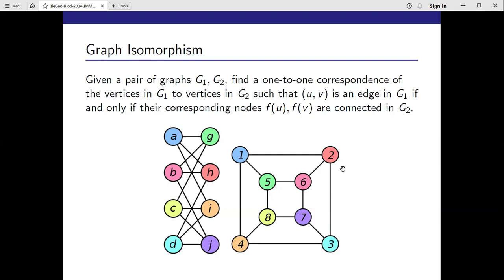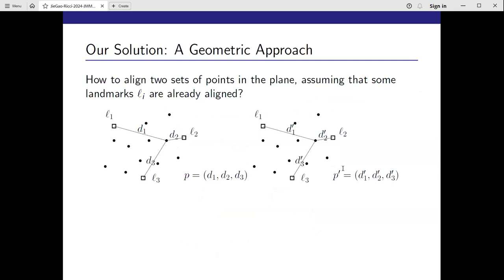It's not known whether it's polynomial-time solvable, and again, we don't have a polynomial algorithm. There's some improvement, but it's still very much open. What we want to do is again take a geometric approach and try to find coordinates for vertices. By using these coordinates, we can try to match the two graphs.